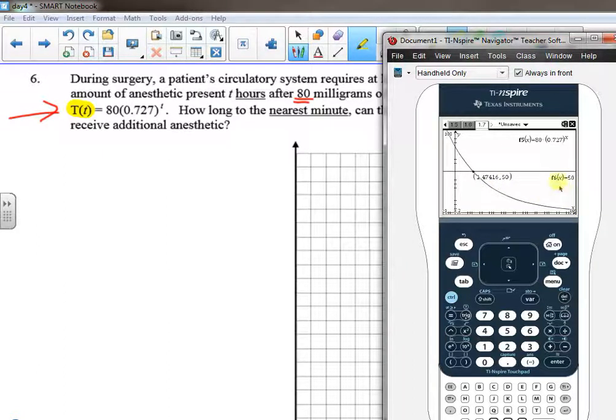Now we've got some units change in this problem going along, so I'll talk about that in just a minute. I know that at this point the y value is 50, and it looks like the x value, or the t, is 1.47, nearest minute. Let me just hold on just a minute.